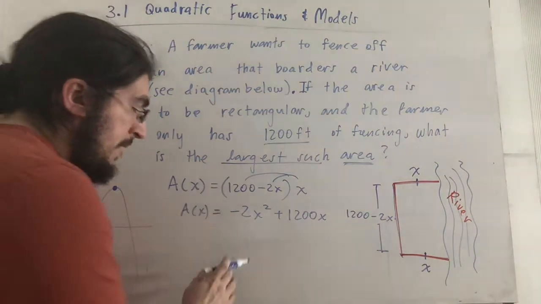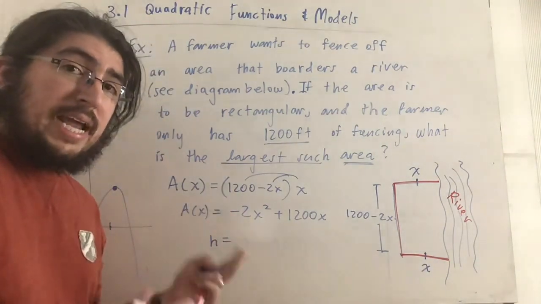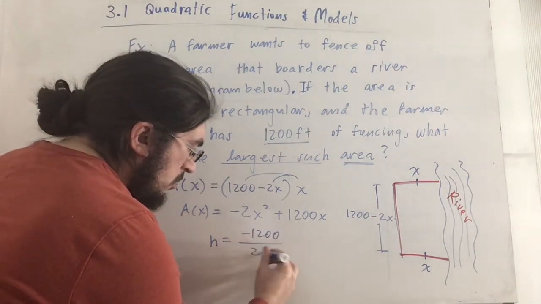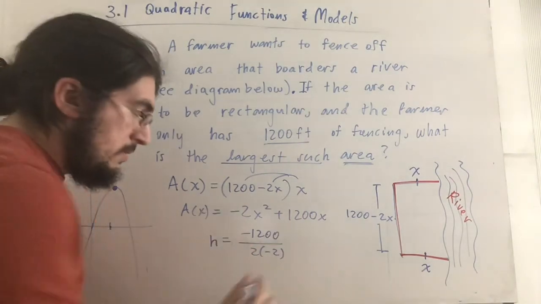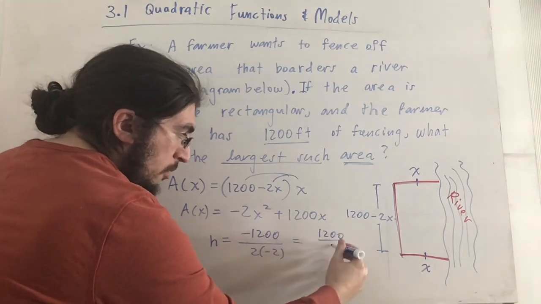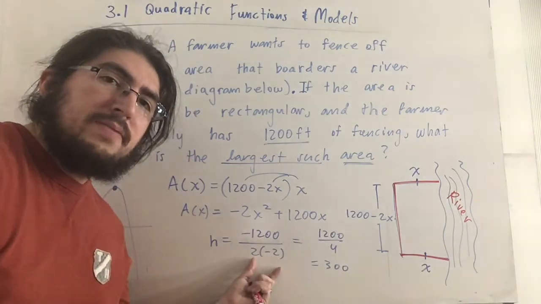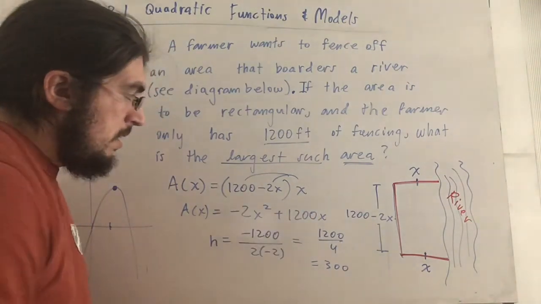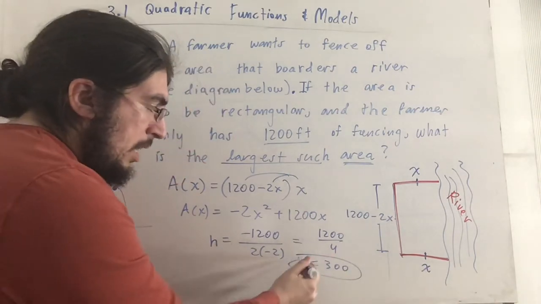So let's see. To find the vertex, we need to find h, which, remember how that goes, it's negative b over 2a. So negative 1200 over 2 times a. A is negative 2. There's no c in this case. C is 0, so that's fine. We end up getting 1200 over 4, so that's 300. Of course, 2 times negative 2 is negative 4, but the negative over negative is positive, so I'm ignoring that. So there's h, and now we've got to find k.